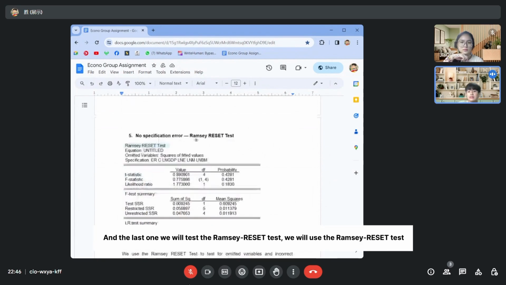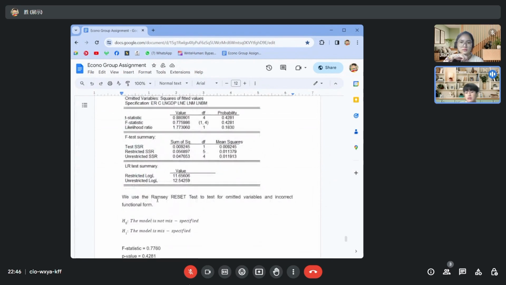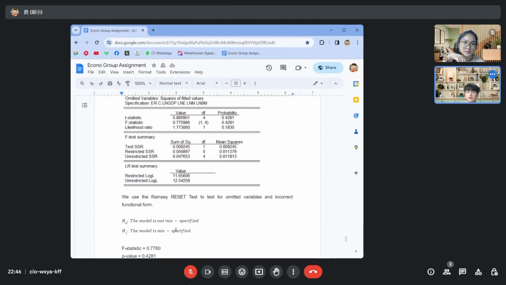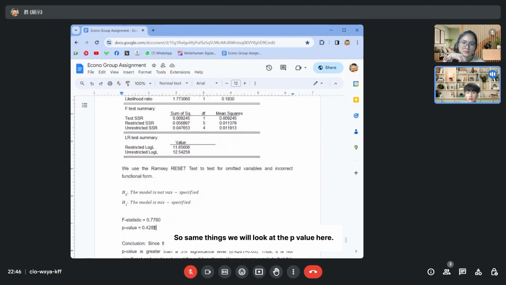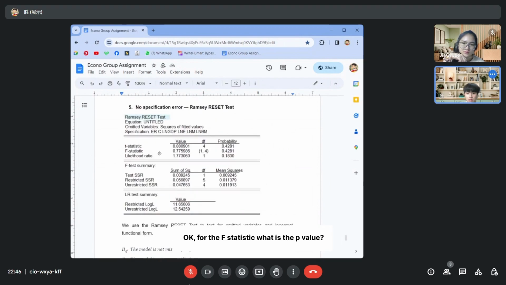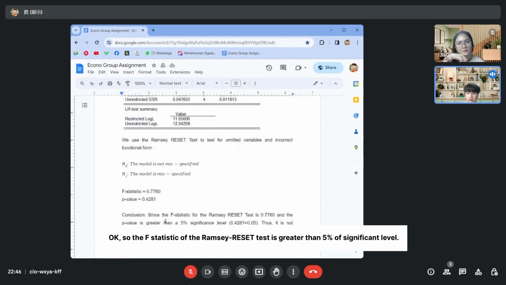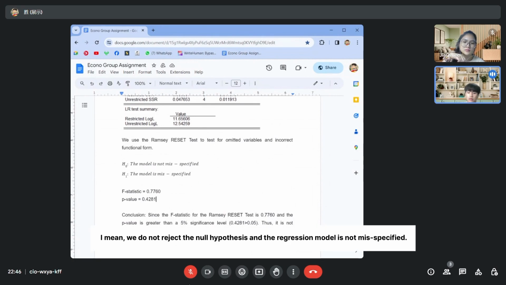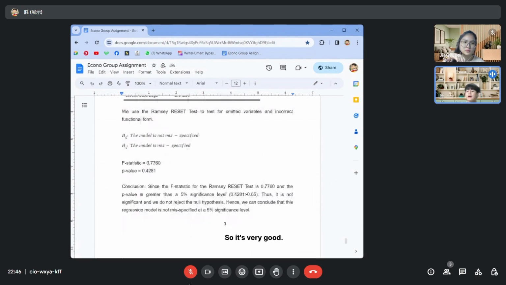And the last one, we test the Ramsey RESET test. We use the Ramsey RESET test to test for omitted variables and incorrect functional form. So we set the null hypothesis as the model is not misspecified versus the model is misspecified. Same thing, we look at the p-value here. The F statistic of the Ramsey RESET test has a p-value greater than 5%, so we can conclude it is not significant. We do not reject the null hypothesis, and the regression model is not misspecified. So it's very good.